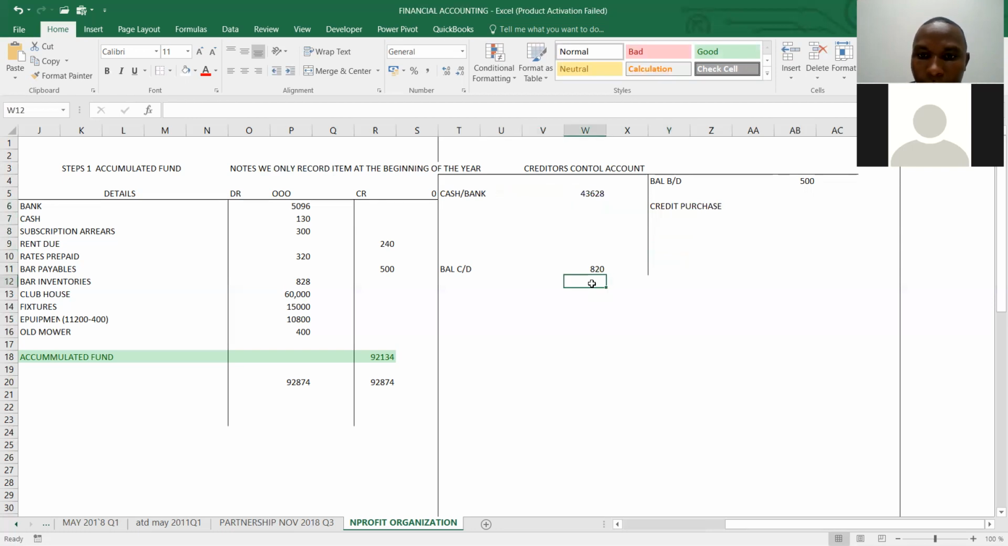If I add 43,628 plus 820, it will come to 44,448. So I will balance with that figure, 44,448. Then I will subtract 500 from it. I'm getting my purchases here being 43,948. I take the balancing figure, the total minus 500, to give me 43,948. That is the credit purchases.